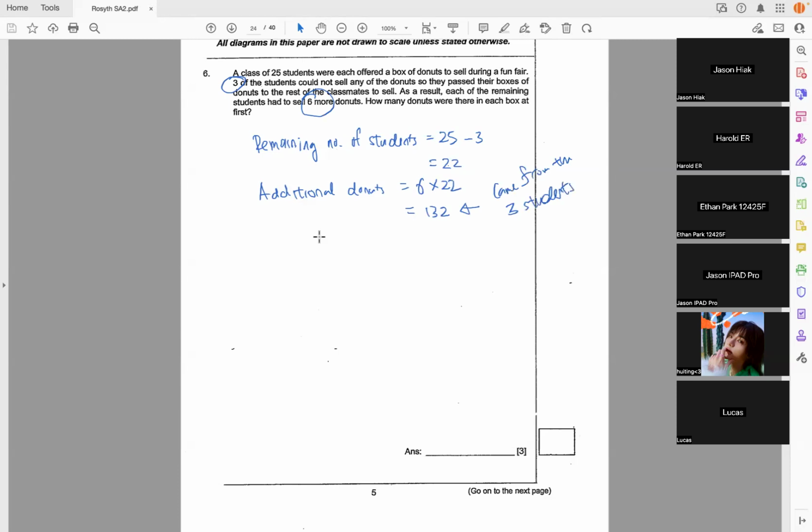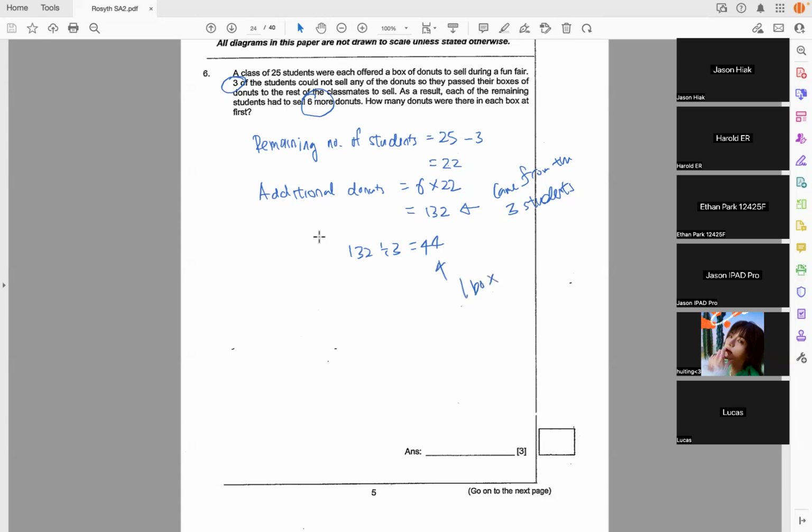Okay, got it? These 132 donuts came from the 3 students. Now, one of the students will be having 44 donuts. So 132 donuts came from the 3 students. So each of the 3 students are actually supposed to sell 44 donuts. And that is 1 box.